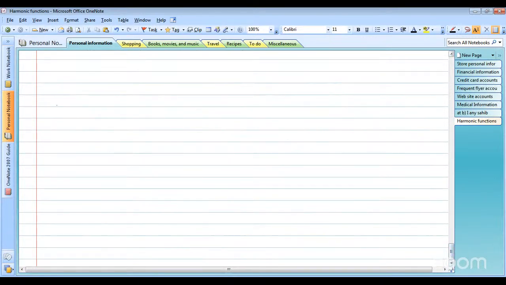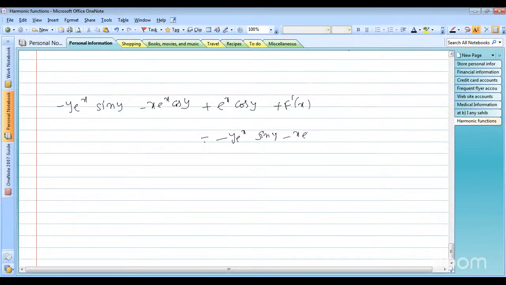So then we get here minus y into e^x sin y minus x into e^x cos y plus e^x cos y plus f dash x. Then minus y into e^x sin y minus x into e^x cos y plus e^x cos y. So I'm simplifying both the values: minus e^x cos y and minus e^x cos y plus x into e^x cos y. I'm simplifying here. So therefore this leads here. f dash x is equal to 0.